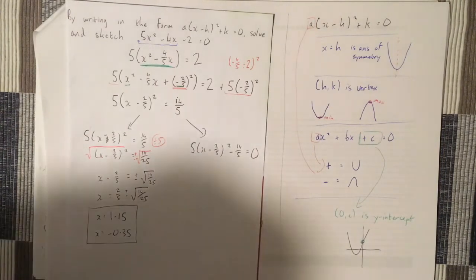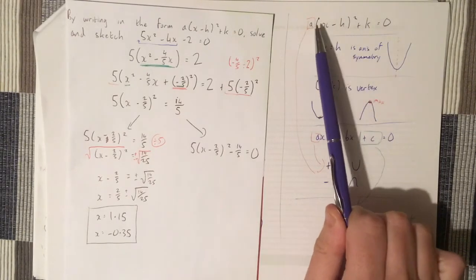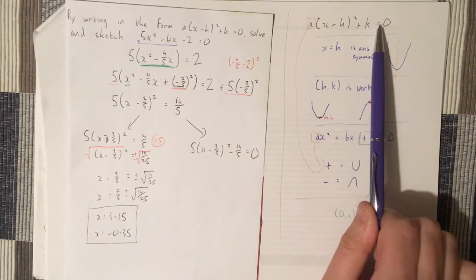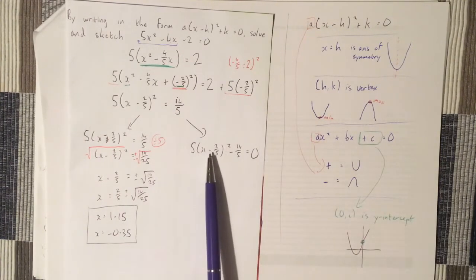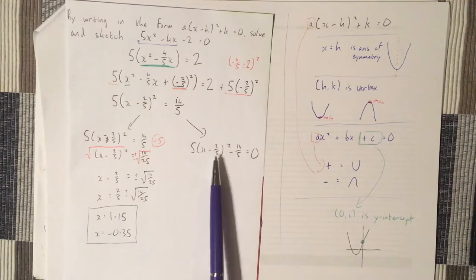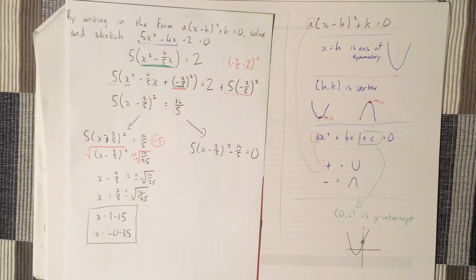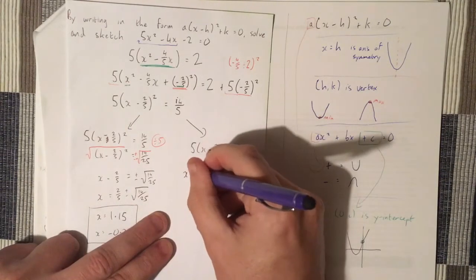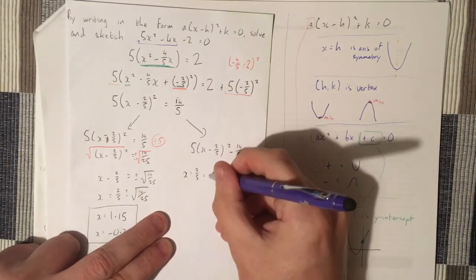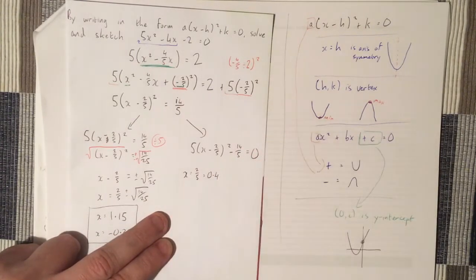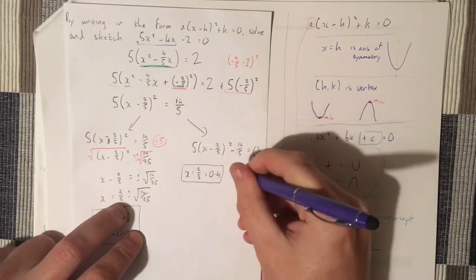And what information can I get? I'm expecting this to be in the form a brackets x minus h to be squared plus k equals 0. So I'm expecting x minus h and I've got x minus 2 over 5. So that means x is equal to h. My axis of symmetry is going to be x is equal to 2 over 5. Or 2 over 5 you can also write as 0.4. You might have to have it as a decimal. So that's my axis of symmetry.